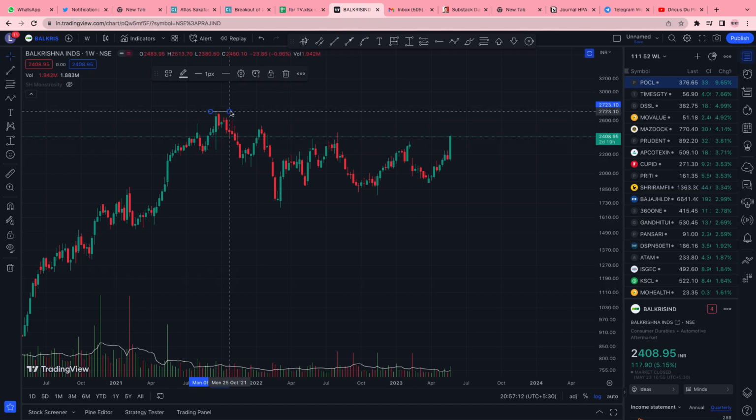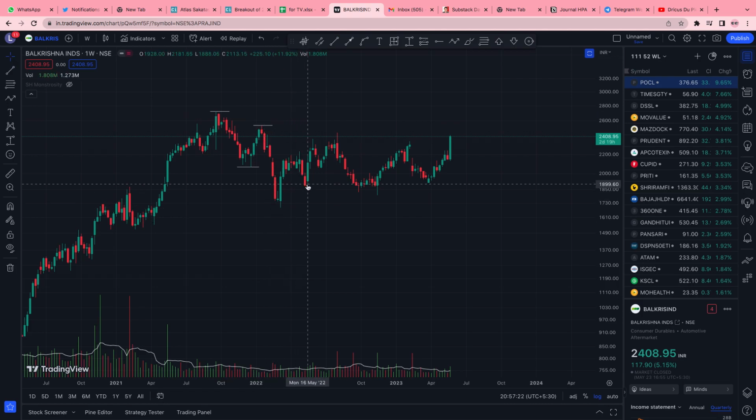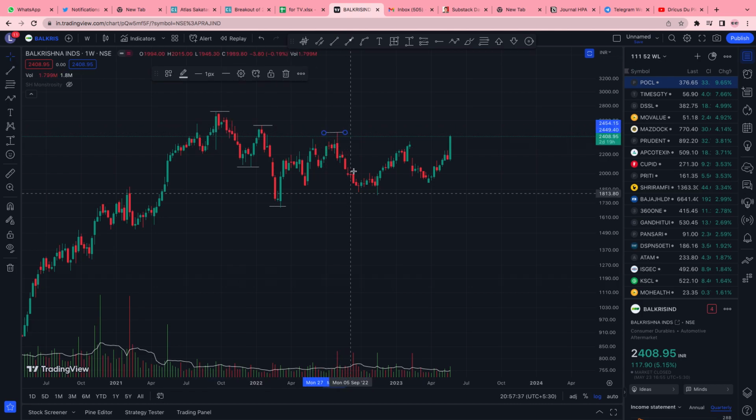of the swing. Okay, so something like this. This is the top, this is the bottom, this is the top, this is the bottom. Then you see, with respect to this one, although these tops are there, I've marked the top which is the nearest to the previous top.